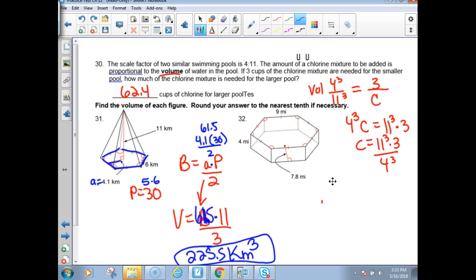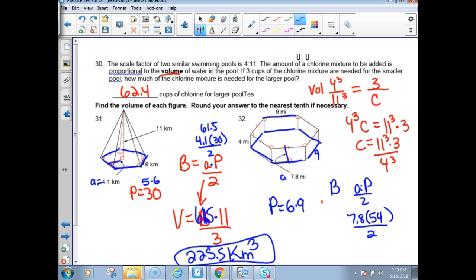Okay, and the last question is a prism, and it's a hexagonal prism. Its base is a hexagon. Again, area of the base would be apothem times perimeter divided by 2. The apothem, A, is 7.8. The perimeter of the hexagon would be, 9 is the length of each side, so there's 6 of them. So perimeter is 6 times 9, which is 54.